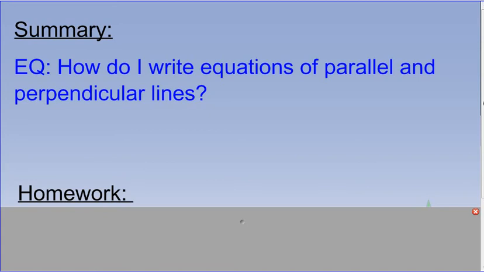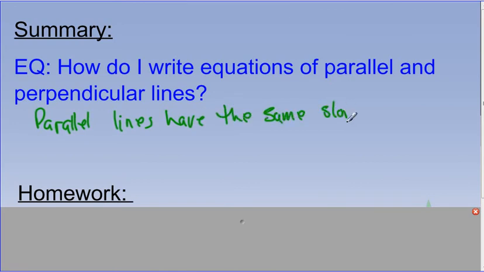Okay, so how do I write the equations of parallel and perpendicular lines? Well, parallel lines have the same slope. And since they have the same slope, you would plug that in and plug in a point if they give you and find the intercept, all that good stuff that we did. So parallel lines have the same slope.